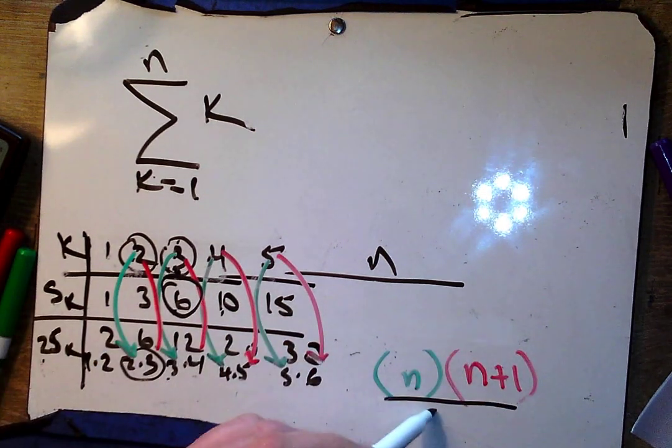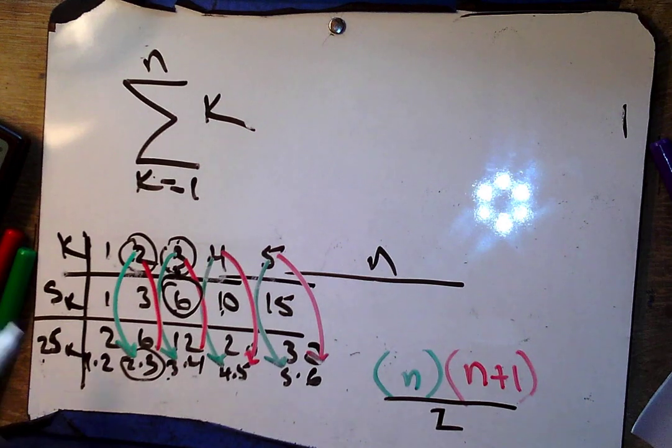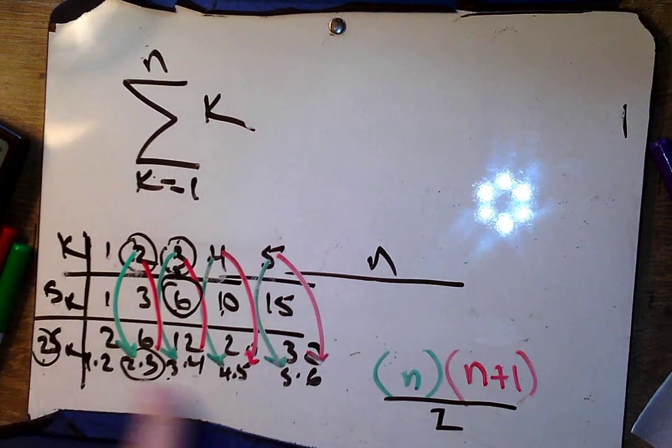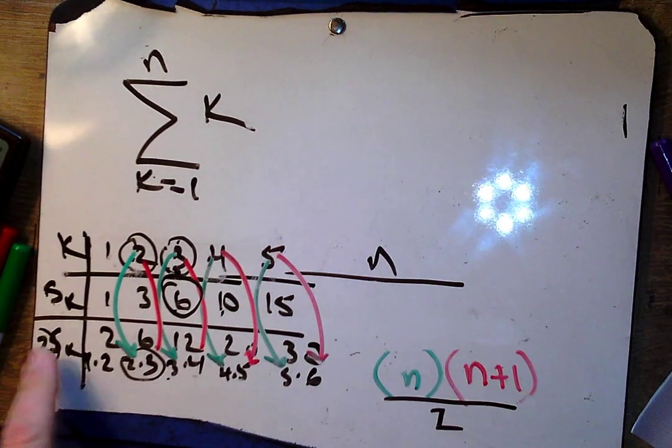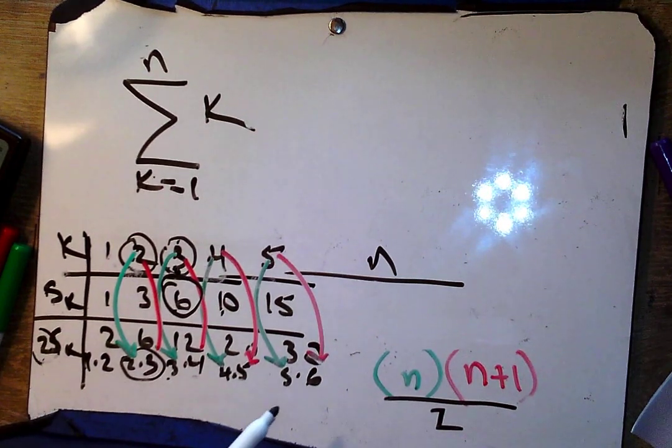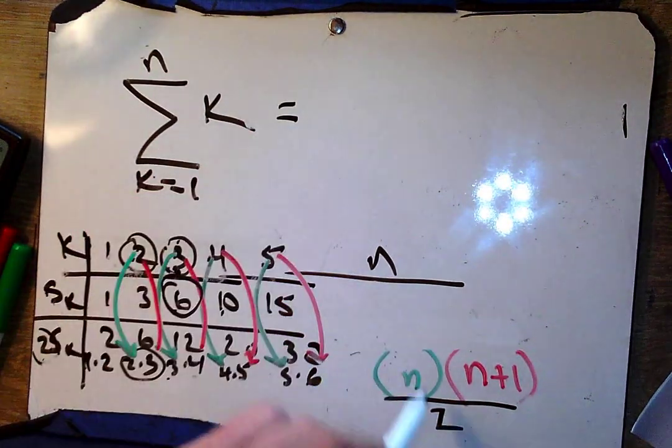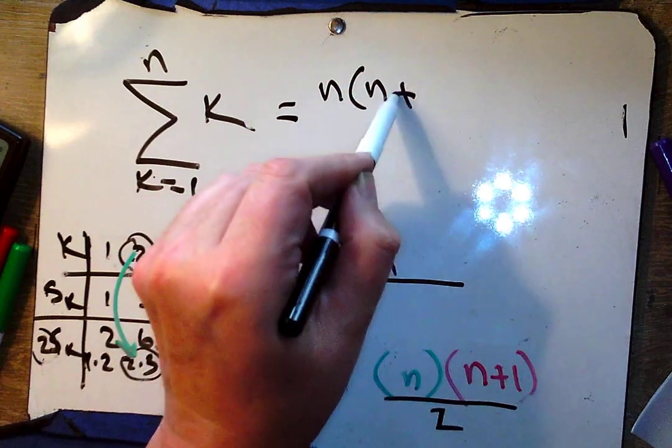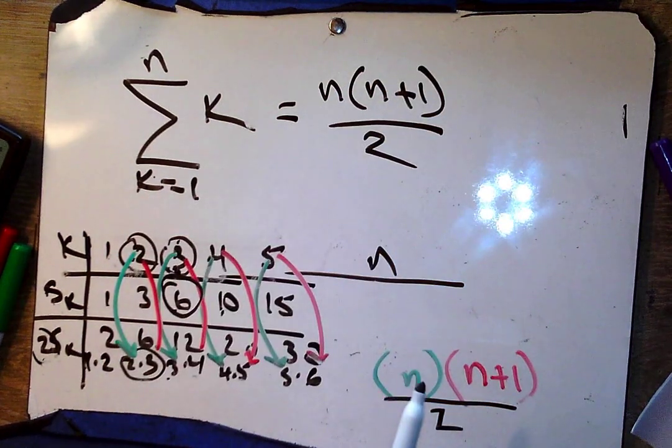So divide by 2. Remember when we doubled? Well, when we're all done building our rule, we have to undo that doubling, which is why we're dividing by 2. So what's our rule? n times n plus 1, over 2.